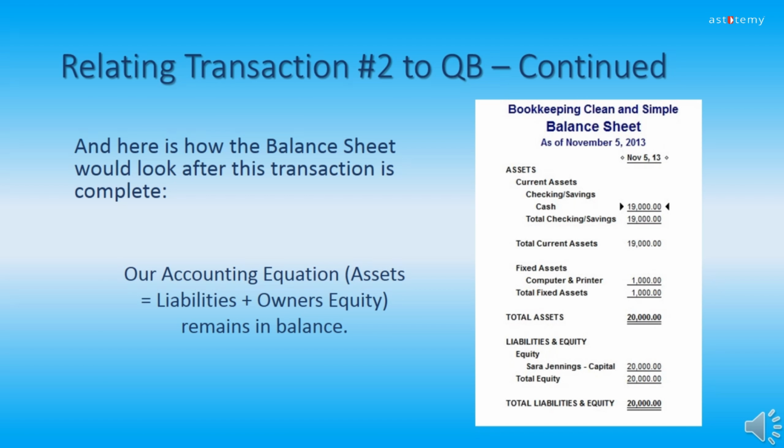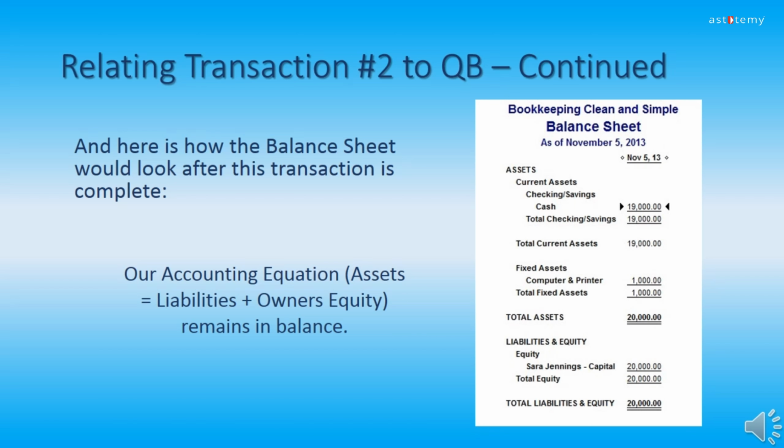And here is how the balance sheet looks after this transaction is complete. Basically, our asset amount is still the same, $20,000. We have less cash now because we purchased a computer and printer for $1,000. So our cash balance is now $19,000.